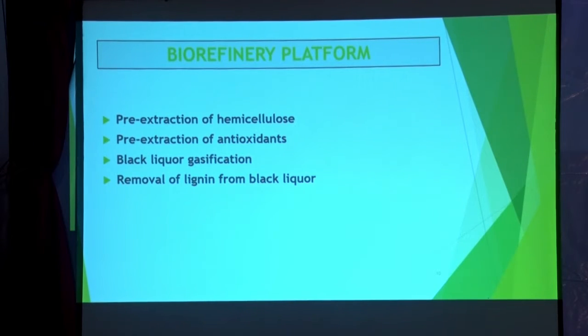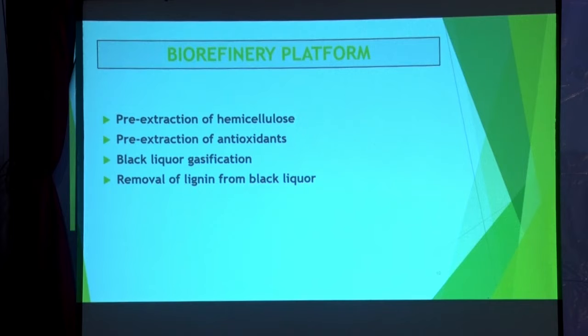Now, coming on to the biorefinery platform, if I say the word biorefinery, what does that mean? A biorefinery is a facility or network of facilities that integrates conversion processes and equipment for the production of power, biofuels and other value-added products from a single set of raw material. And if I say the word biorefinery in context of pulp and paper, these are the four major steps.